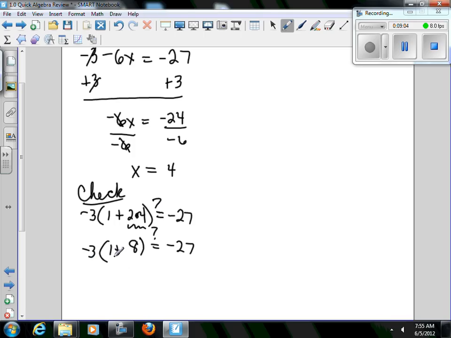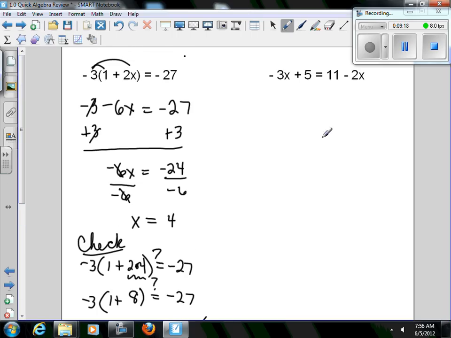In the parentheses, we have 1 plus 8, which is 9. And the negative 3 in front of the parentheses indicates multiplication. So I'm really saying negative 3 times 9, which sure enough does give me negative 27. So that checked out just fine. Let's move on to the next problem.